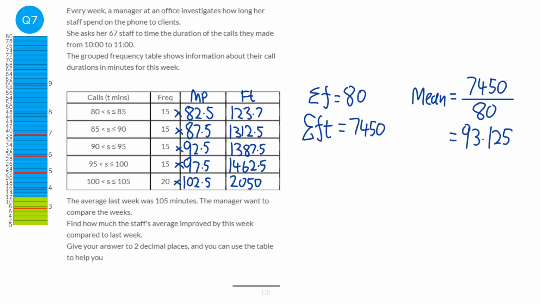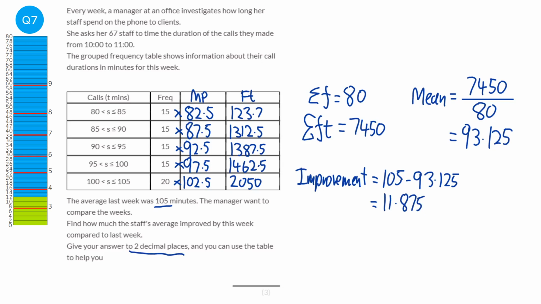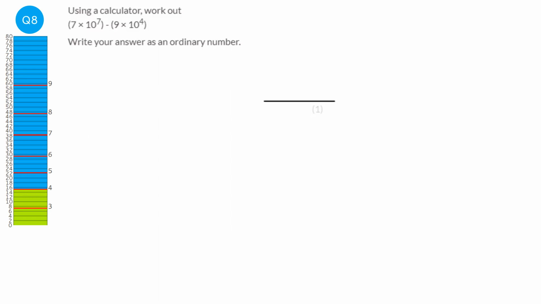Now this question is about the improvement that the manager has made, the call centre's made. So we're looking at subtracting the 93.125 away from the last week, which was 105. So we're looking for improvement. And we're going to do 105, take away the 93.125. And that's going to be 11.875. Now it does ask for 2 decimal places, so that will be 11.88.